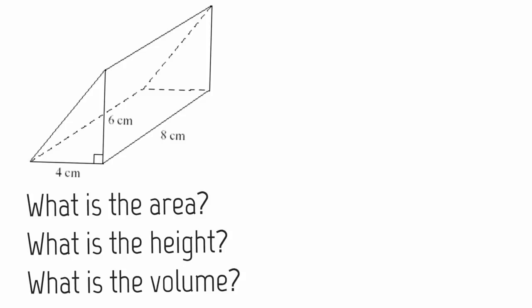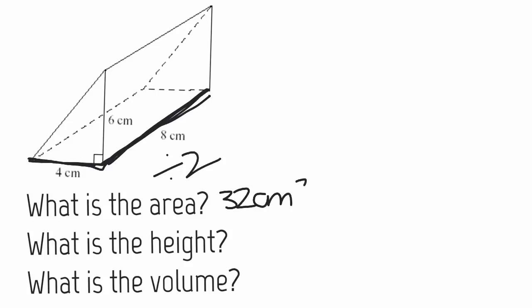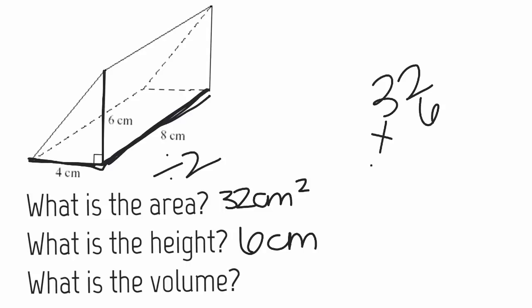Okay? So let's do a triangle. Triangles aren't any different. Remember, what am I going to do at the end? I'm just going to divide by 2. So the rectangular base is 4 by 8. And I don't have to divide that by 2 because it's a rectangle. So 4 times 8 is 32 centimeters squared. The height of this is 6 centimeters. So now to figure this out, I'm going to do 32 times 6.